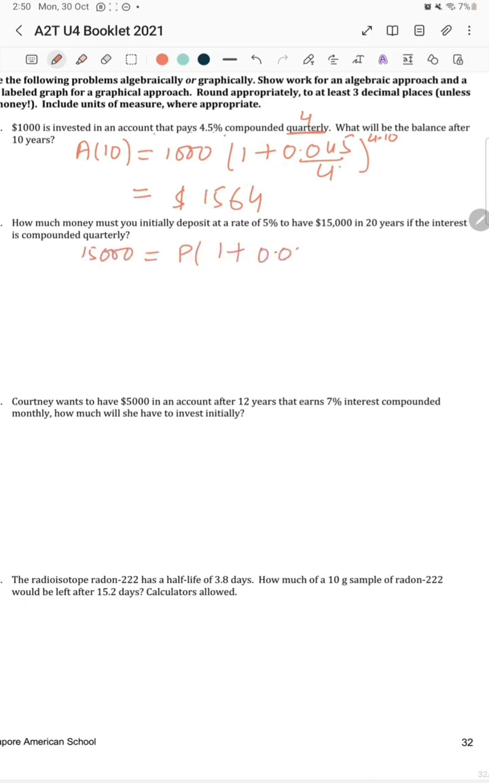How much money must you initially deposit at a rate of 5% to have $15,000? 15,000 is equal to P times (1 + 0.05/4)^(4×20), interest compounded quarterly again, so divided by 4 and 4 into 20, because 20 years. So by solving it, we will get P is equal to $5552.50.